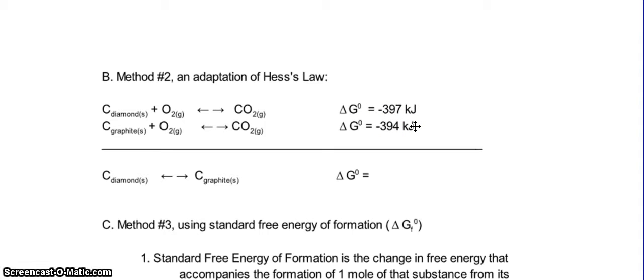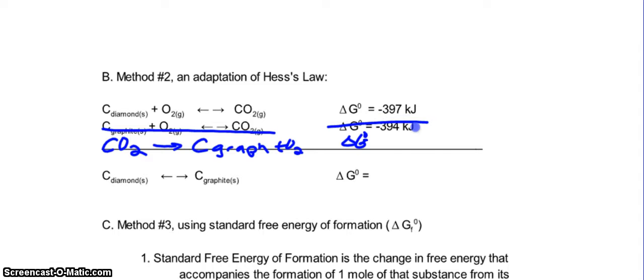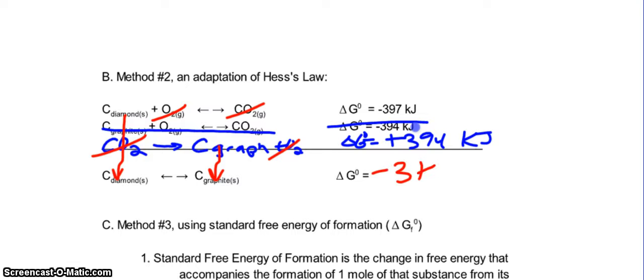If I flip these two around, I'm actually doing carbon dioxide going to C graphite plus oxygen, so delta G naught is equal to positive 394 kilojoules. And let's see how that helps. My carbon dioxides from my first and my second equation cancel out. My oxygens cancel out. And now I'm left with diamonds going to graphite, and that is what I want. So now just go ahead and add those three numbers together, and whoa, you get negative 3 kilojoules.